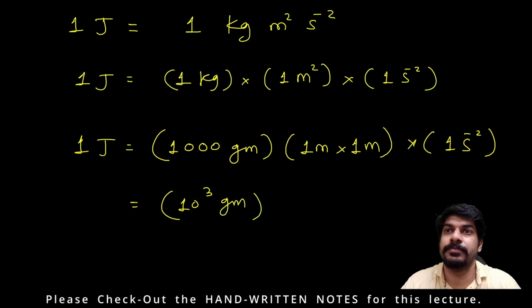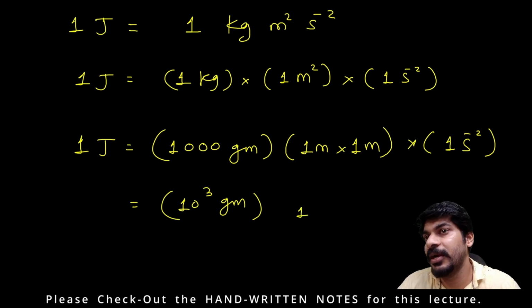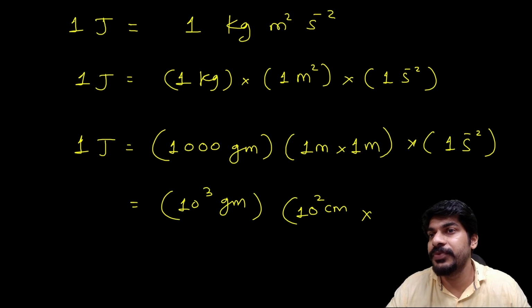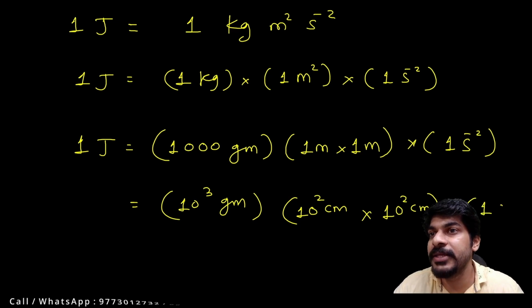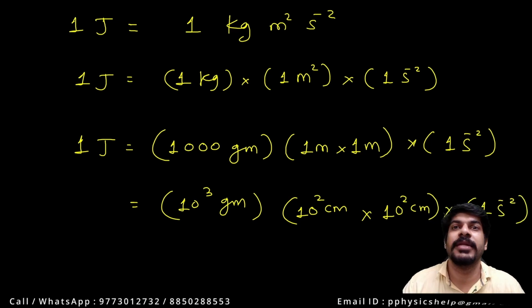Then 1 meter. What is 1 meter in terms of centimeter? 1 meter is equal to 100 centimeter, as we all know. So it is 10 raised to 2 centimeter. Into, again there is 1 meter, so it will be 10 raised to 2 centimeter, into, again we have 1 second inverse squared. That's it.